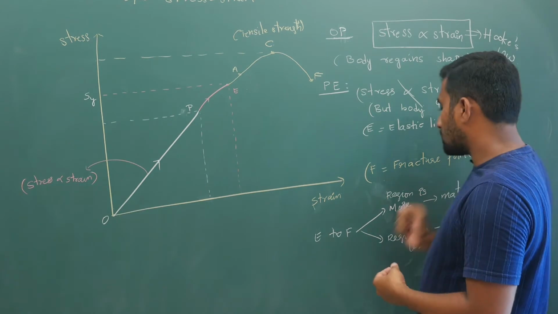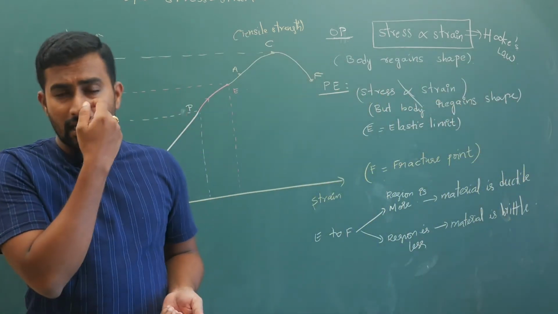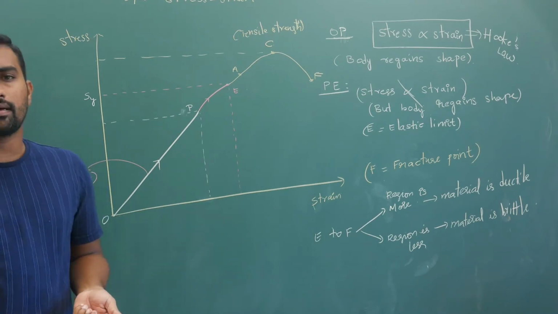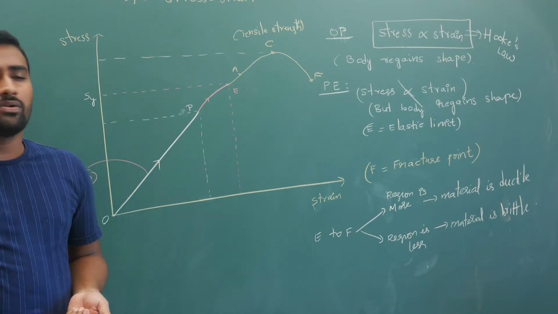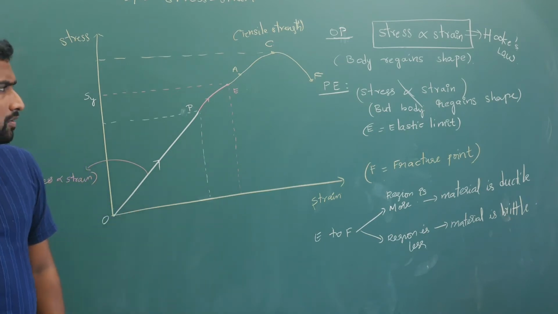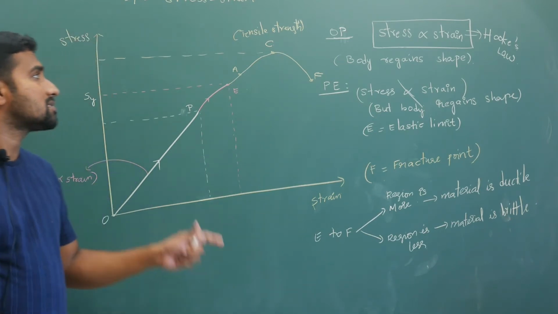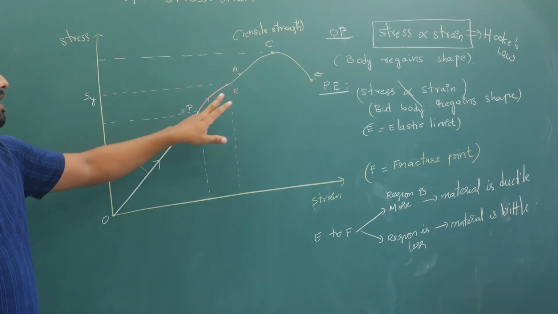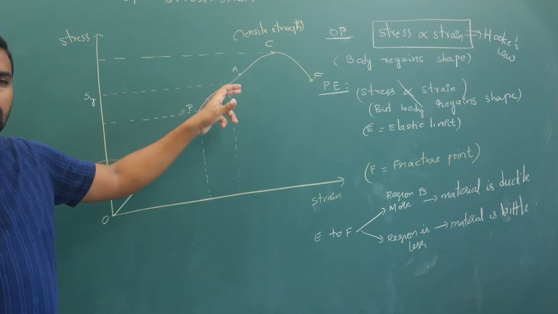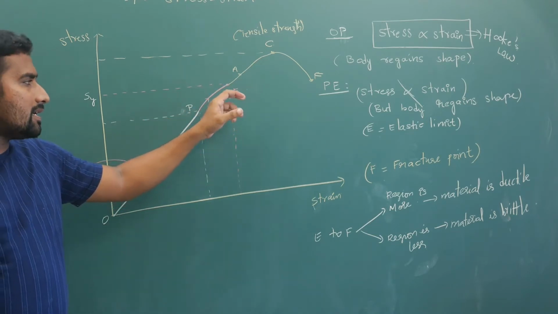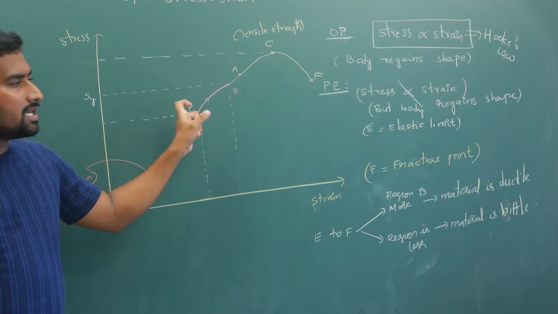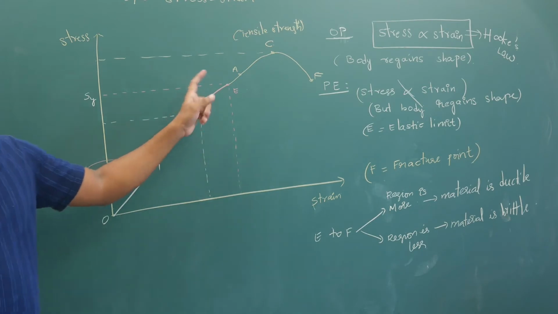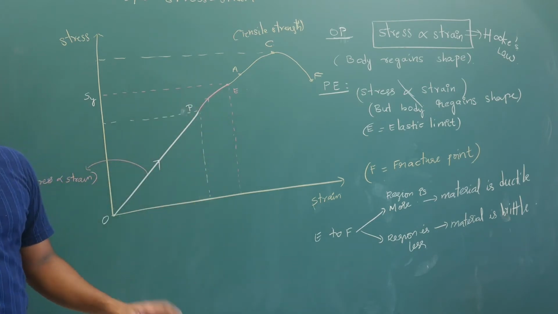So this brittleness and ductility is dependent on what you actually do to the metal. If you do annealing, hammering, all those things, it will change accordingly. But for now, understand that your stress strain curve is like this. Up to this point P, your stress is directly proportional to strain. Hooke's law is valid. Within the elastic limit the body regains shape. That much if you know, that is enough.